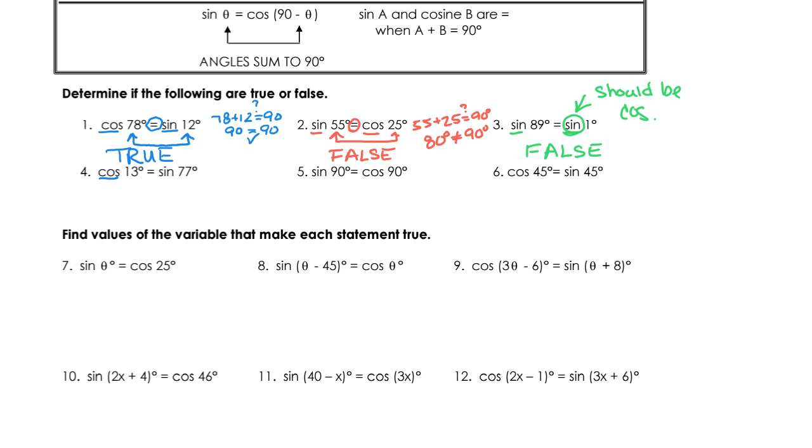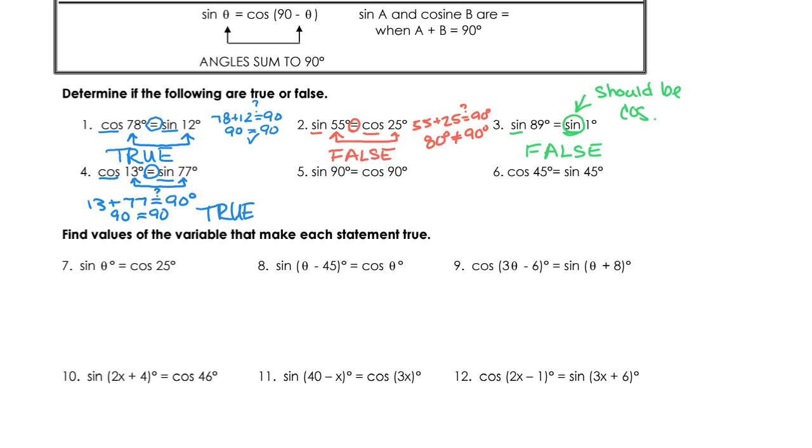Okay. All right, number 4. This one, we do have cosine and sine. And we have to check to see if 13 and 77 add up to 90. Okay. And in this one, it does. And so 90 does equal 90. And so we'll go ahead and say true.